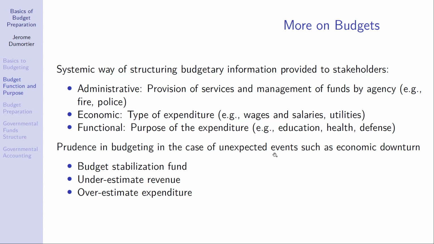So think about if it's focused on administrative units, then it basically allocates funds to agencies in the sense that it specifies how much should be spent on fire department, how much should be spent on the police department, how much should be spent on schools, etc. It could also be centered on economic items such as wages and salaries, or on utilities.